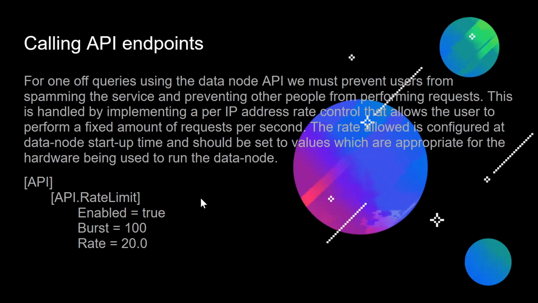So this basically allows us to send off 100 requests really quickly, and then we're blocked. And then every second, we get 20 more tokens, so we can do 20 more API requests per second. This is limited by IP address. And again, it's configurable at startup. So depending on your hardware and your network, you can set this to an appropriate value. And this way stops people from spamming requests and taking up the data node.